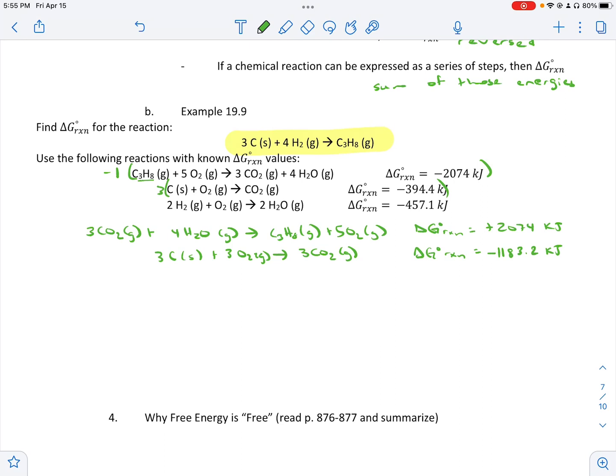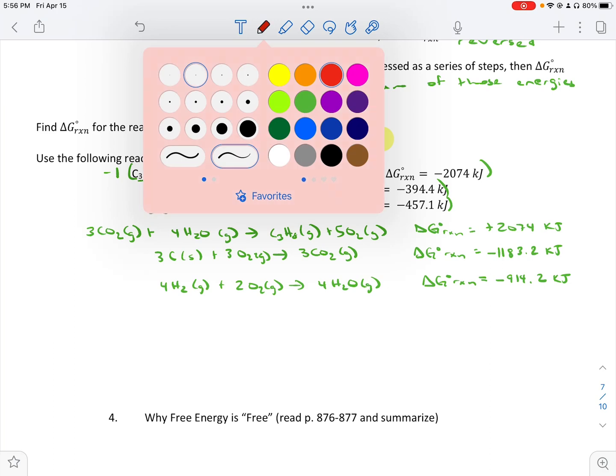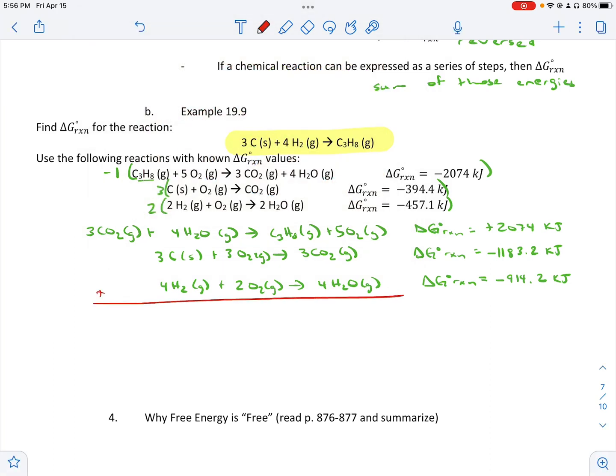All right, and that last one, if we look at that, we're going to need to multiply it by 2. That gives us 4 H2s plus 2 O2s, and we're going to get 4 H2Os. And so delta G naught of reaction is going to be equal to 2 times negative 457.1, and we should get negative 914.2. Let's just make sure real quick that we added these up and that they look all right. And then we get our overall reaction that we're looking for.